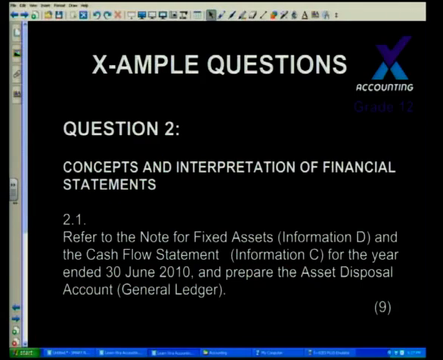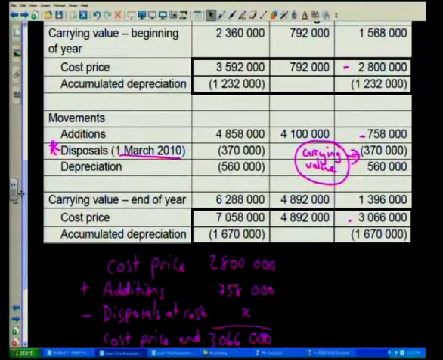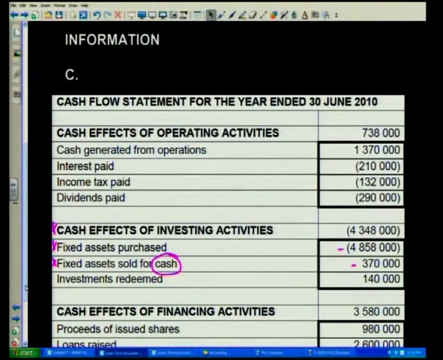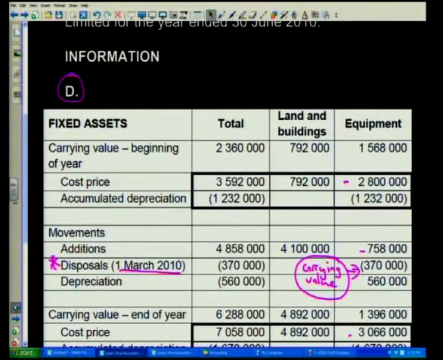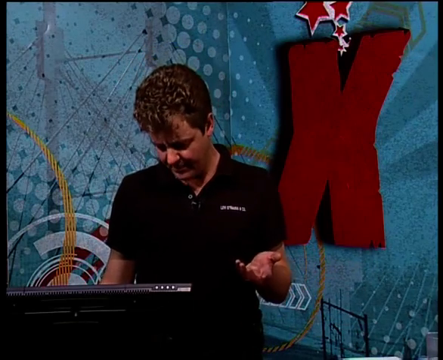If we go back to our ledger account, we'll be able to do that now. The cost price of the equipment that we have sold is 492,000 Rand. Now, remember we said by looking at the cash flow statement that we haven't made a profit or a loss on the sale of this equipment because it was sold for cash. There we have it. It was sold for cash at the carrying value. Here is the carrying value of the equipment at 370,000, and we sold it at the carrying value and received 370,000, so we have made neither a profit nor a loss on the sale of this particular piece of equipment.